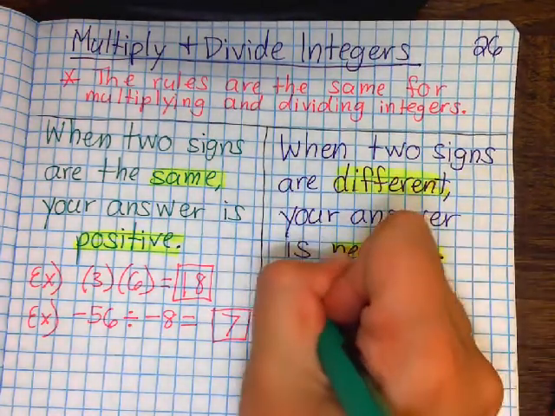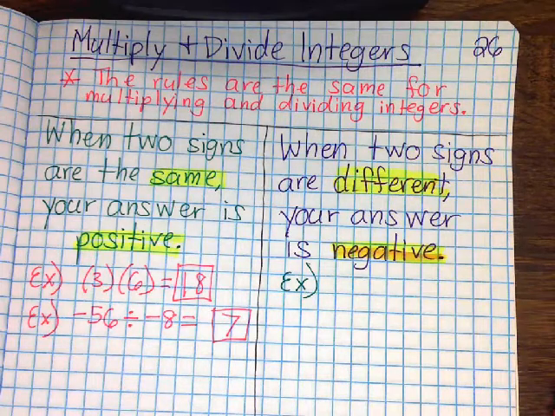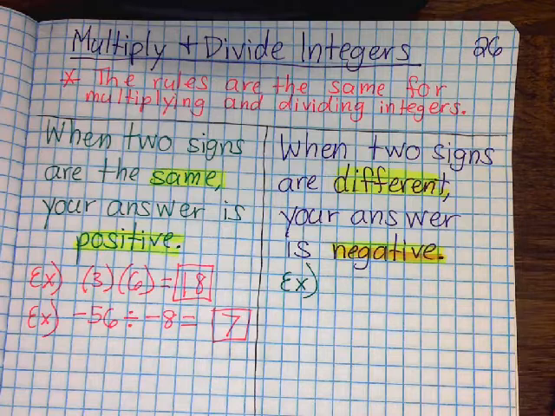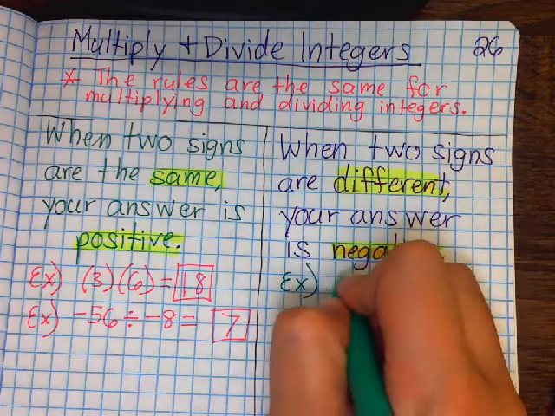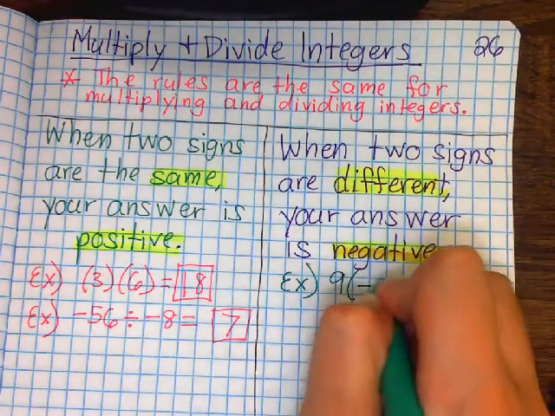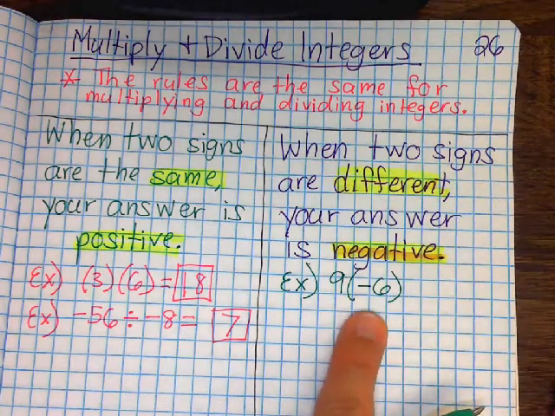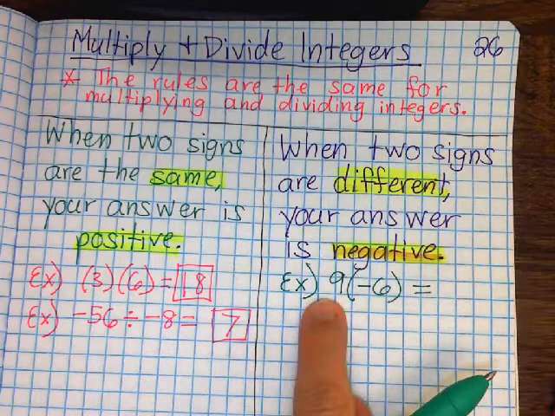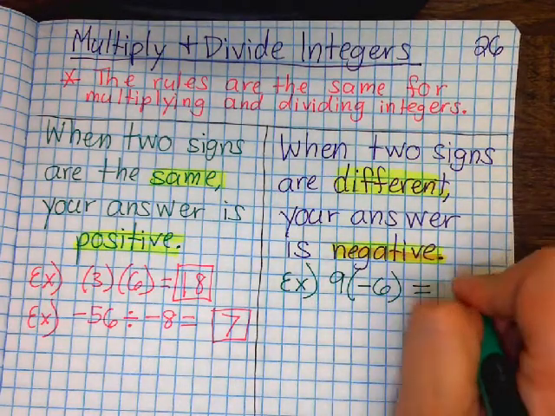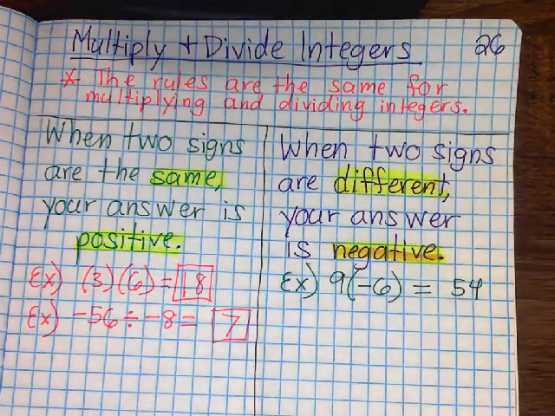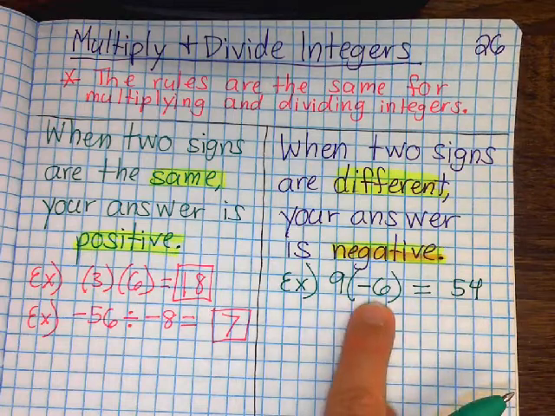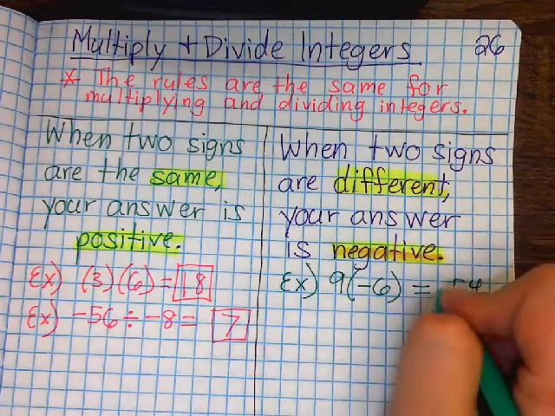So for example, if I have 9 times negative 6, positive 9 times a negative 6. Let's do our math first. 9 times 6 is 54. My signs are different, so I know that my answer is negative.